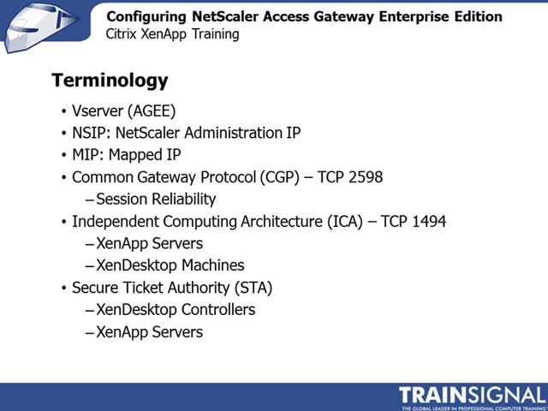Your common gateway protocol, CGP, aka the session reliability, that's going over TCP port 2598. ICA, or Independent Computing Architecture, that's Citrix's flagship protocol that goes over TCP 1494. And you would need that to connect the XenApp servers, XenDesktop machines, so on and so forth. STA is the Secure Ticket Authority. Again, you would need that for the XenDesktop controllers and the XenApp servers that you're designating as STA servers.